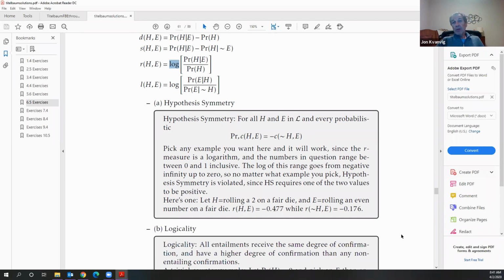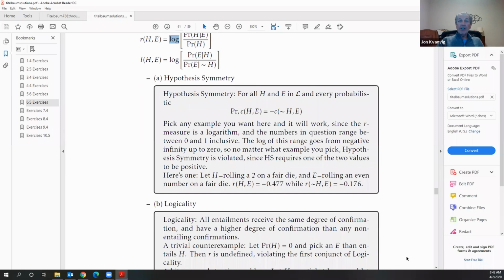Logicality is a bit more tricky. The counterexamples aren't quite as easy to come up with. Anyway, logicality is this claim: all entailments receive the same degree of confirmation and have a higher degree of confirmation than any non-entailing confirmations. All right, so here's a trivial counterexample to it. Let the probability of the hypothesis be 0 and pick some E that entails something with a probability of 0. Then R is undefined. So you violated the first conjunct of logicality.